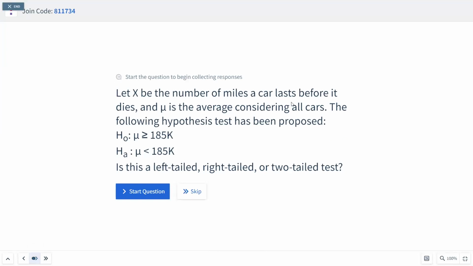Let x be the number of miles a car lasts before it dies, and mu is the average considering all cars. The following hypothesis test has been proposed. The question is: has the true average decreased since the 2010 average of 185,000? So we put that in as our alternative, and we use that to determine the null, which is the mathematical opposite, mu greater than or equal to 105K. So based on what I just went over in the last slide, is this a left-tailed test, a right-tailed test, or a two-tailed test?